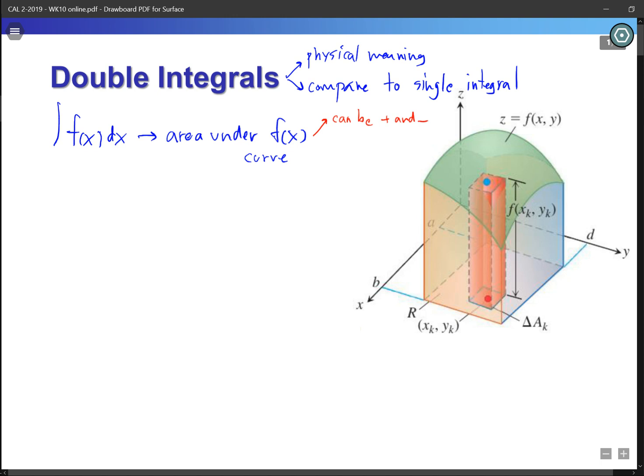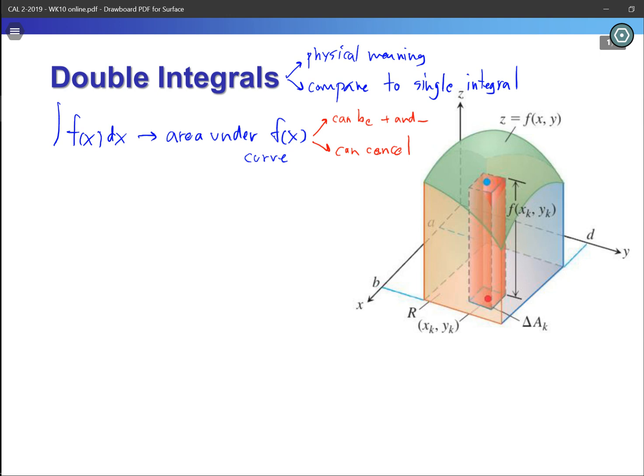and negative, and since it can be both positive and negative, it means that it can cancel. Whether it's positive or negative is up to the sign of the function value. If the function is positive, the integration that you get is most likely to come out positive. But if the function is negative, then you can expect the integration to come out negative.